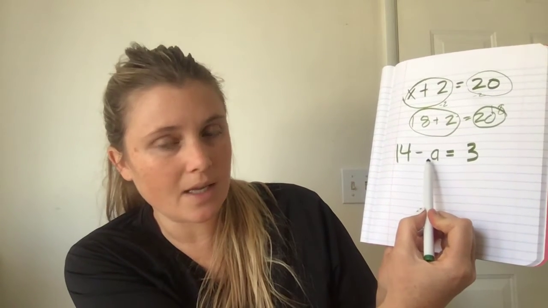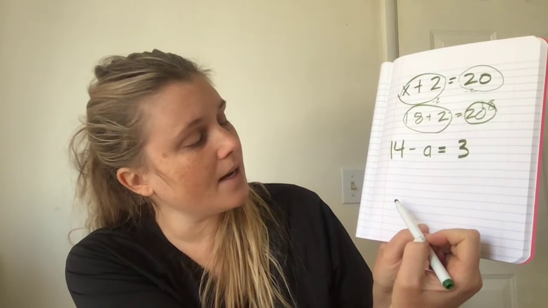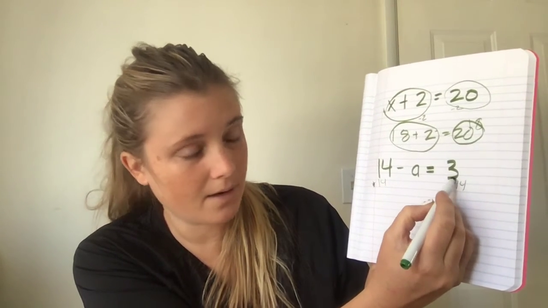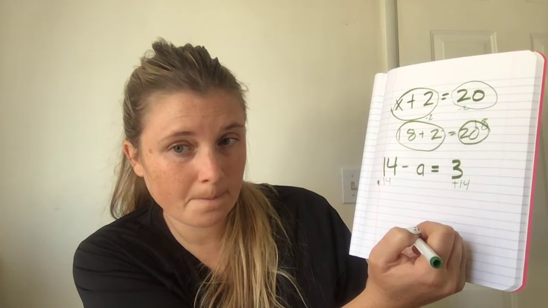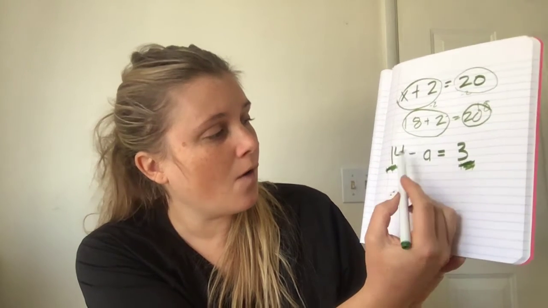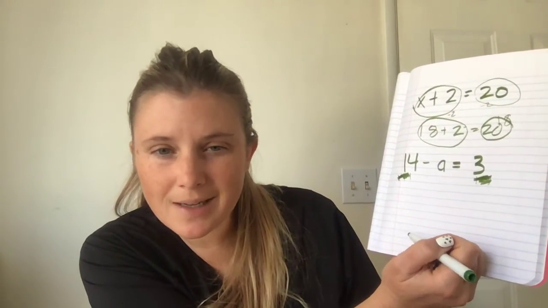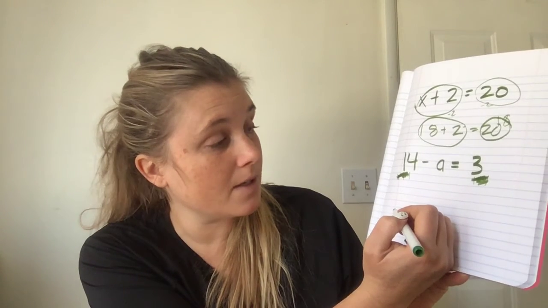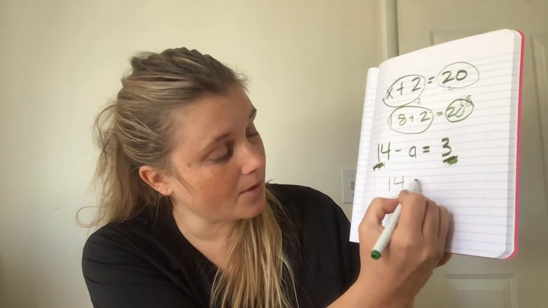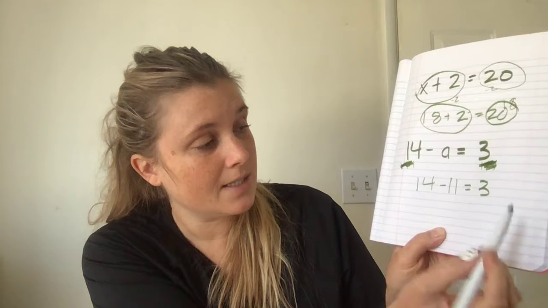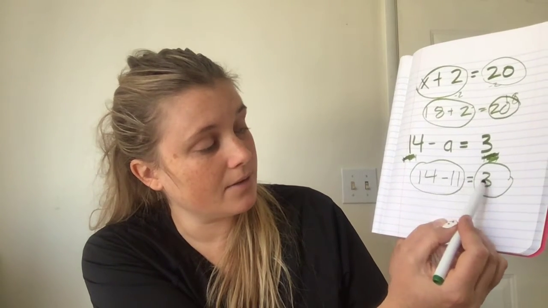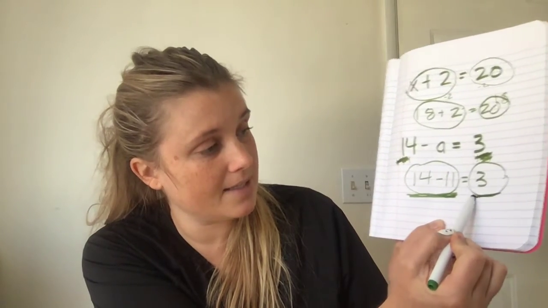14 take away something equals 3. How are we going to figure that out? Well, what if we add 14 to here? Will that give us our answer? No, that's not going to give us the answer. 14 take away something equals 3. What if we take 3 away from 14? 14, 13, 12, 11. 14 subtract 11. Does that equal 3? Did we make these equal? What's 14 subtract 11? 3, right? So 14 take away 11 equals 3. We made this side equal 3, and we made this side equal 3. Okay, let's do this one.